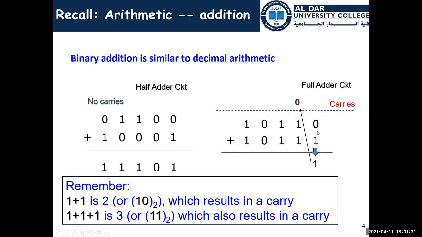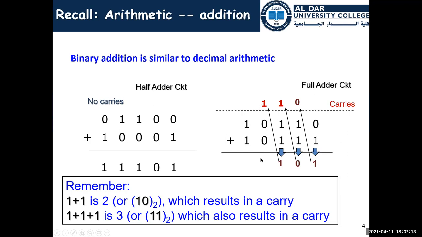We have here 0 plus 0 plus 1 is equal to 1 with a carry of 0. 0 plus 1 plus 1 is equal to 0, 1, which is 2. So this is 0 and the remainder is 1. I said it is 3, but it is not 3, 1 plus 1 is 2. 1 plus 1 plus 1 is 1, 1, which is 3. So I put 1 and then we have a carry of 1.